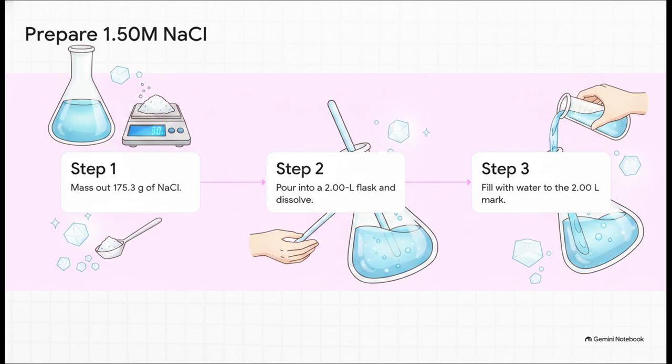First, you mass out your solute, exactly 175.3 grams of salt based on its formula weight. Next, you pour that into the flask and dissolve it in some water. And finally, and honestly this is the trick to the whole thing, you add water precisely up to the marking line on the neck of the flask. You don't just dump in 2 liters of water. You add water until the total volume reaches that 2-liter mark.